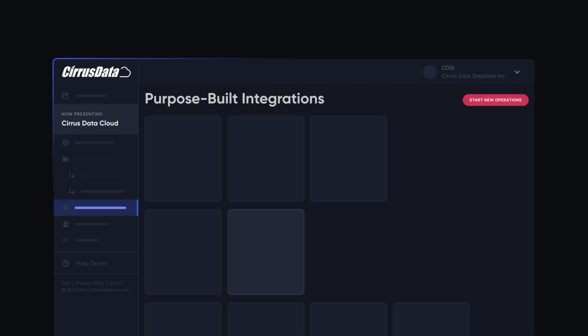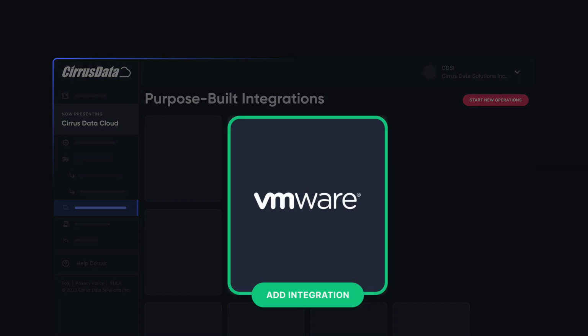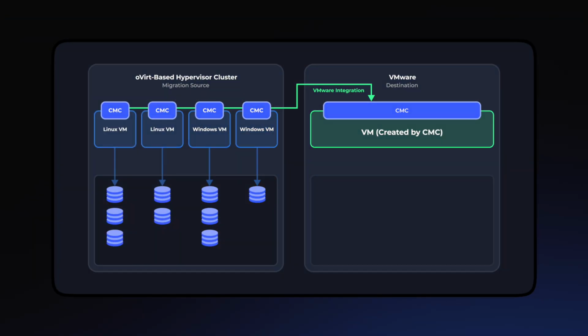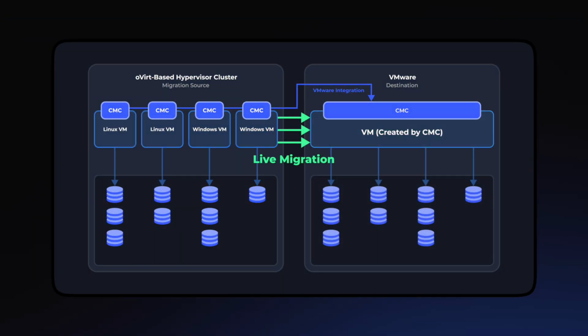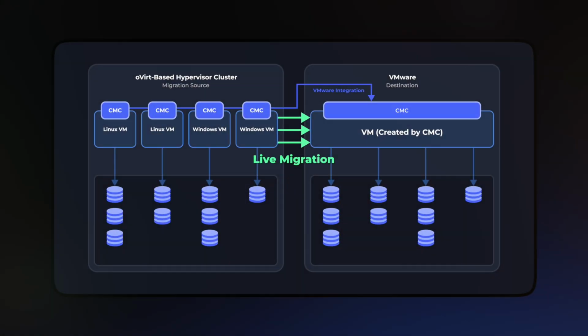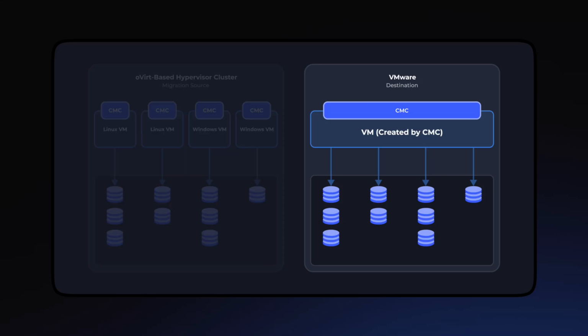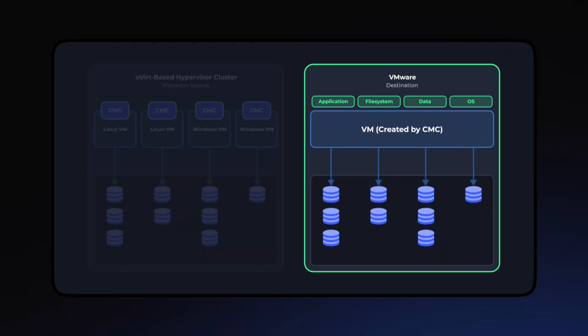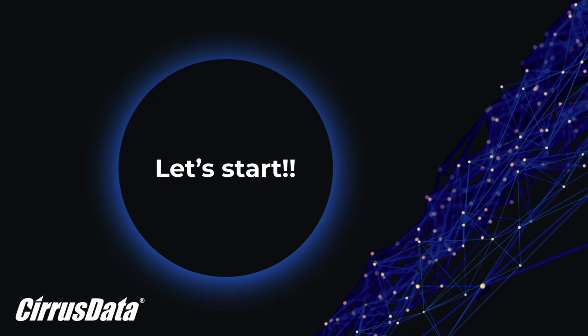Next, Cirrus Data Cloud will use its VMware vCenter integration to create a new virtual machine and start your live migration non-disruptively. CMC will also prepare your compute, network, storage environment, and all other necessary remediation steps automatically for you. When you are ready to cut over, since CMC has already kept your data synchronized in VMware, all we need is to shut down the source and power up the VM on VMware. Let's see this in action.